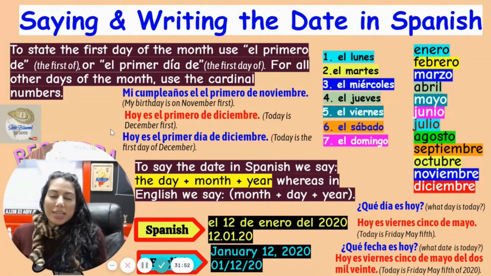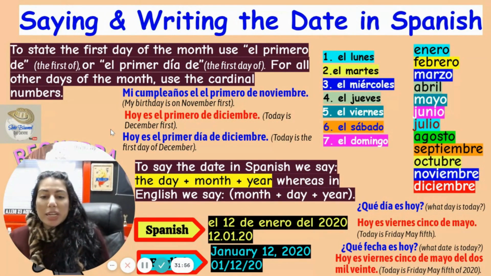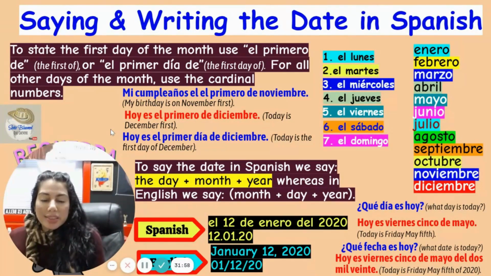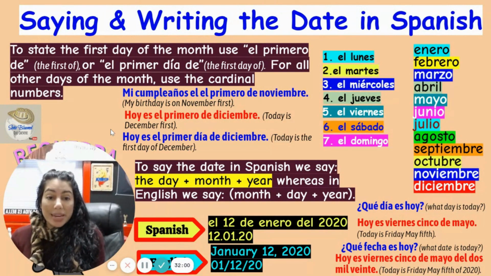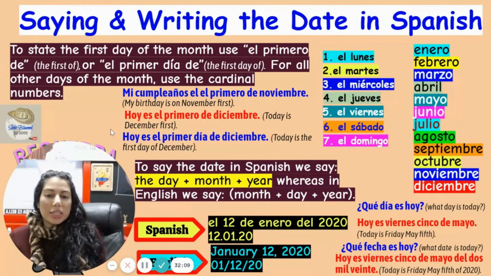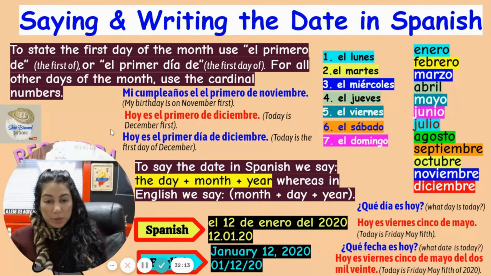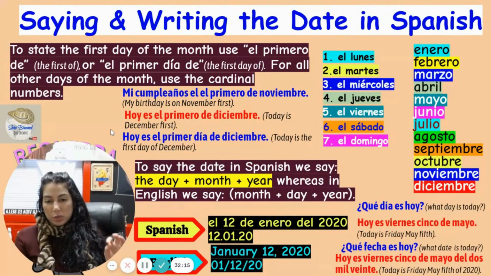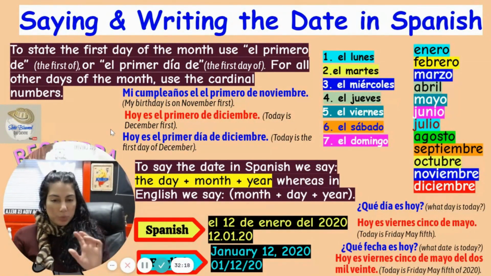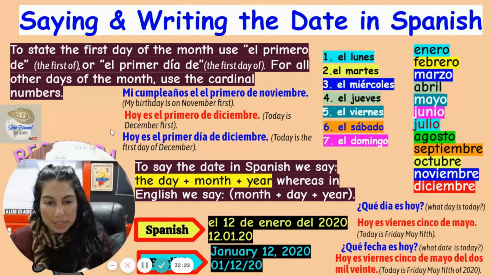Whereas in English, we say the month first, and then the day, and then the year. So in Spanish, it would be el 12 de enero del 2020. And then the abbreviated form would be 12.01.20. And in English, you would say January 12, you know, enero 12 del 2020, and you put January, which is 01-12-20. So just pay attention to that in Spanish. First, we put the date. We write that number.